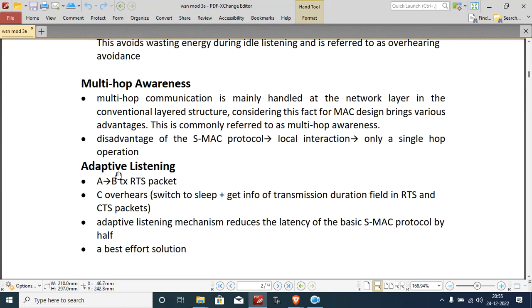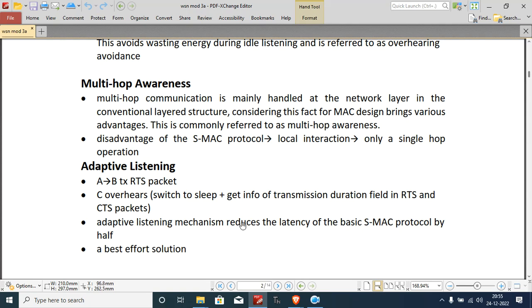Then we have the next characteristic, adaptive listening. Whenever A transmits an RTS packet to node B, C overhears this and switches to sleep state, and it gets information about the transmission duration in the RTS and CTS packets.